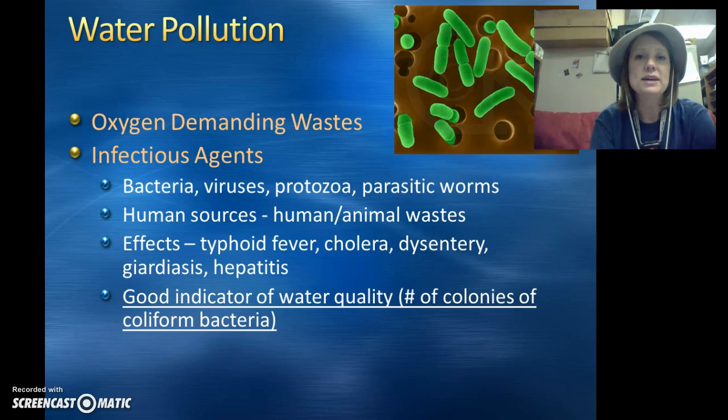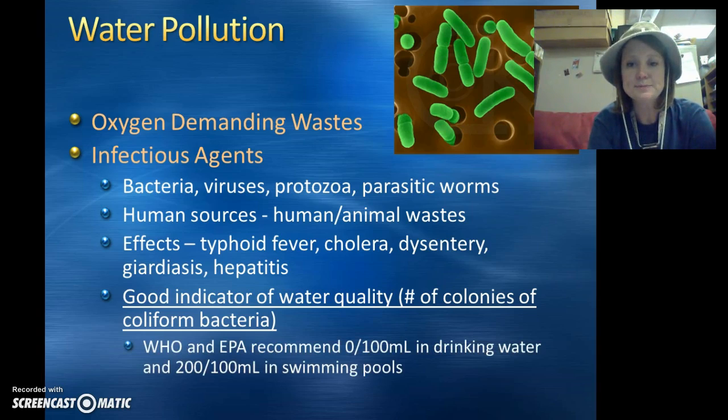One of the ways that we can tell if we have good water quality is by determining the number of colonies of coliform bacteria. Coliform bacteria is a type of bacteria that shows up in sewage and animal waste. And if those are present, then you're going to run the risk of these types of diseases.